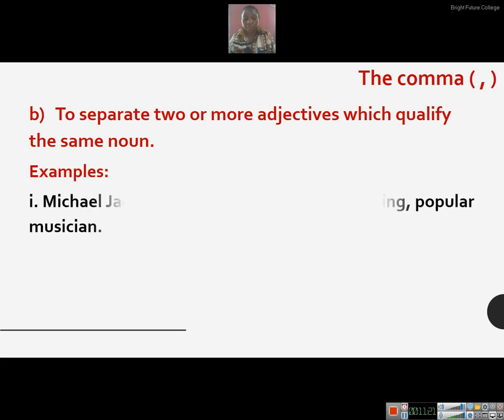Example, the first one is, Michael Jackson was a wonderful, good-looking, popular musician. Okay, now what are the adjectives? The first adjective we have in this sentence is wonderful, the second one is good-looking, and the third one is popular.